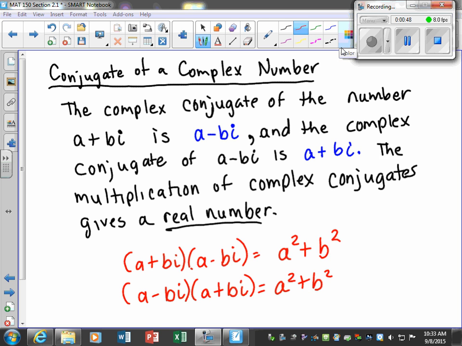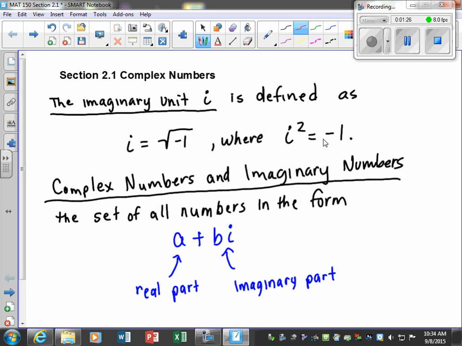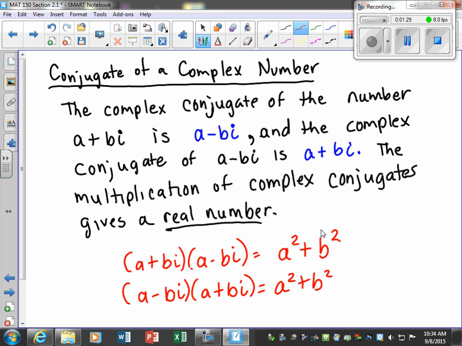Okay, the next thing we talk about is a conjugate of a complex number. A complex conjugate of a number a plus bi is a minus bi. So you can see we just changed the sign in the middle. And the complex conjugate of a minus bi is going to be a plus bi. And the multiplication of the complex conjugates gives you a real number. So if we see this below, if you have this multiplied by its conjugate, the imaginary term gets factored out. It simplifies out using these values here. So what's left is just going to be real numbers.